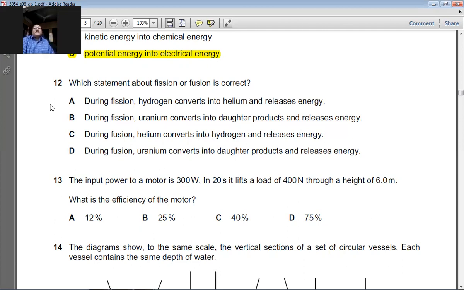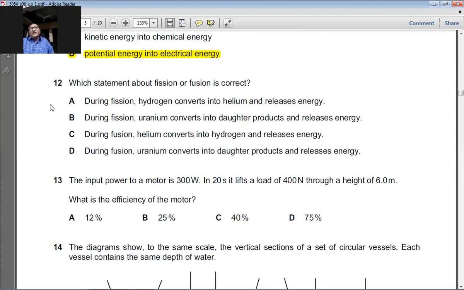B, during fission, uranium converts into daughter products and releases energy. That is true. We take a nucleus of uranium and we bombard it with a neutron, and that uranium nucleus breaks. So that happens in fission. So B can be the answer. C, during fusion, helium converts into hydrogen and releases energy. That is wrong. During fusion, hydrogen nuclei join together and make helium. So C is not the answer.